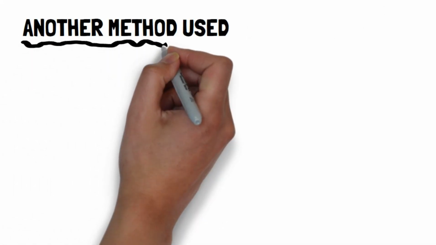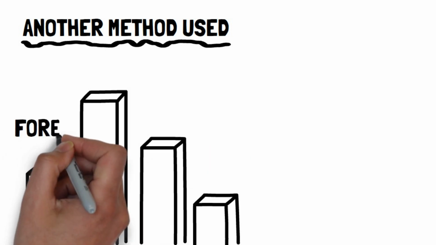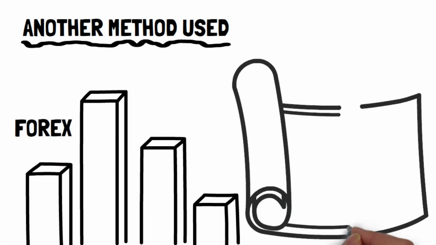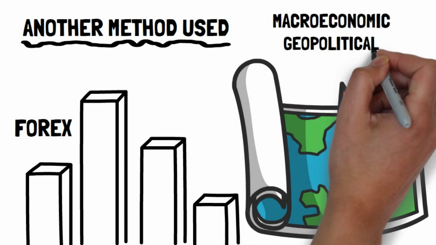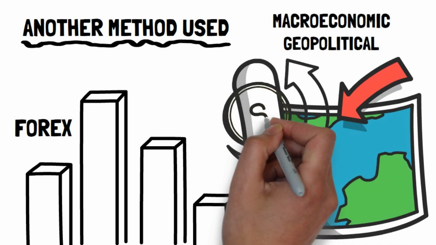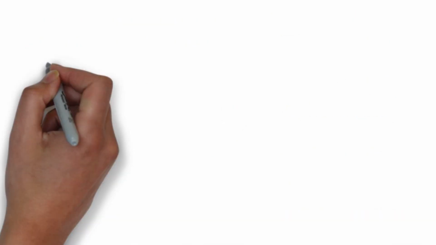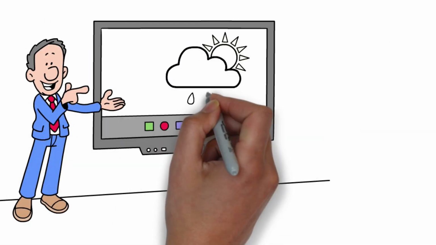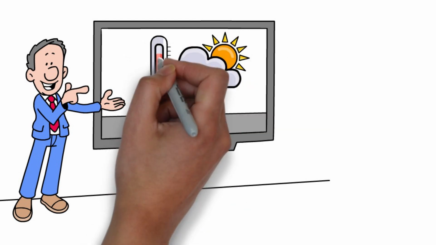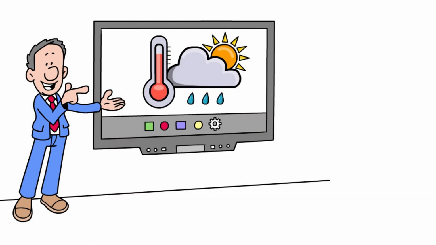Another method used for trading the Forex market is fundamental analysis. This approach delves into broader macroeconomic and geopolitical factors that influence exchange rates and currency values. Picture fundamental analysis as creating a weather forecast, where analysts study various atmospheric conditions to predict future weather events.